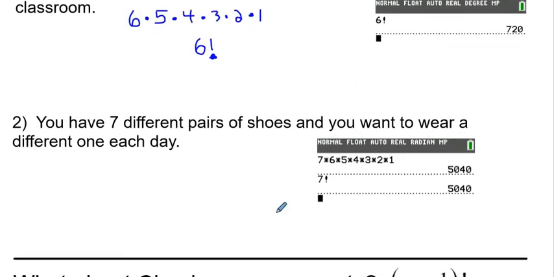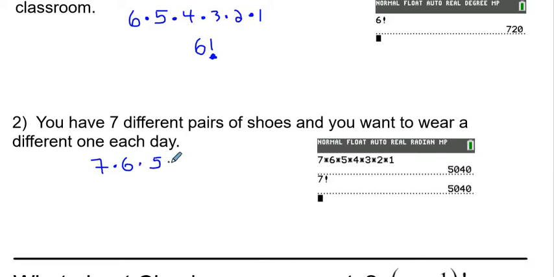So let's say you had 7 different pairs of shoes, right? And so if you arrange those 7 different pairs of shoes, you go into your closet and you want to wear a different pair every day. Well, the first day you have 7 choices. Once you choose that, you have 6 choices, and then so on.